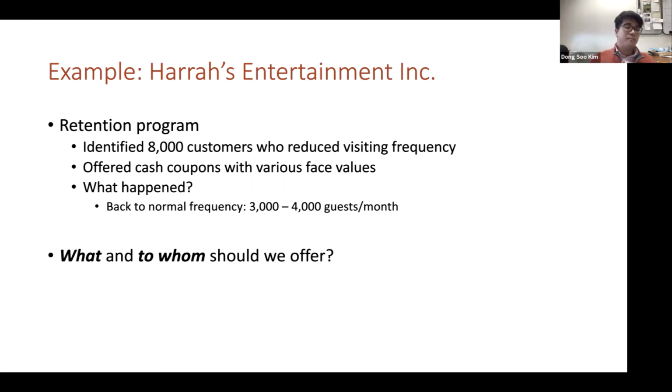Second, retention program. The team found that about 8,000 customers reduced their visit frequency. So the team offered cash coupons with various face values depending on the customer's spending history. This program was also successful. The visit frequency bounced back to normal. Those programs of Harrah's CRM team are good examples of CRM practice. In each program, the team exactly carried out the process of CRM, identifying profitable customers and developing effective marketing actions. The bottom line is that CRM is a process to continuously ask and answer this question: what and to whom should we offer? And this course helps you learn how to find solutions.